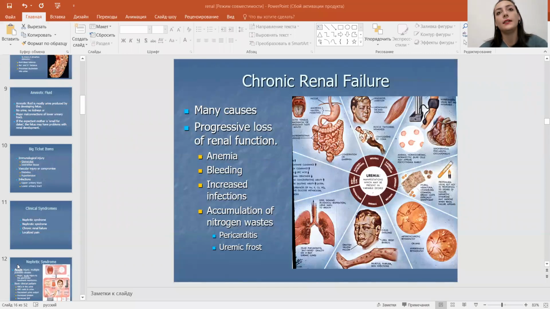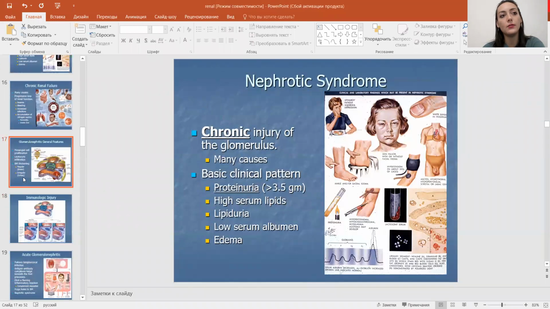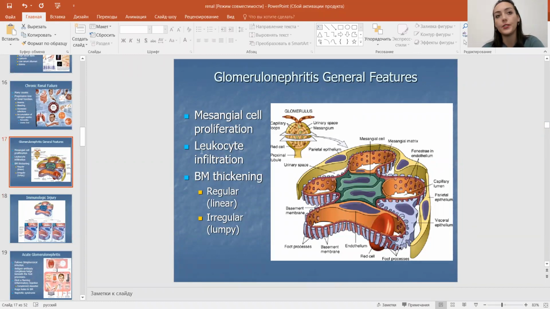Also, you can see chronic renal failure, with many causes: progressive loss of renal function, anemia, bleeding, increased infections, accumulation of nitrogen, and pericarditis, uremic frost. Clinical syndromes: glomerulonephritis, general features. Mesangial cell proliferation and leukocyte infiltration, basal membrane thickening, regular, linear, or irregular, lumpy.